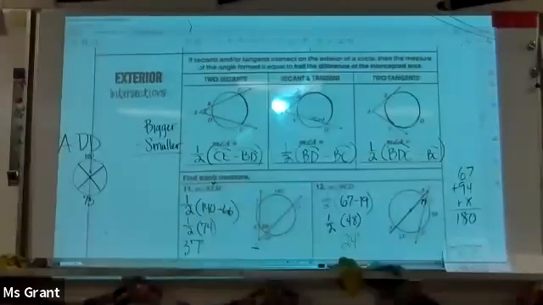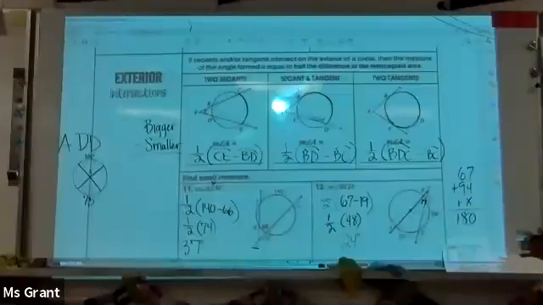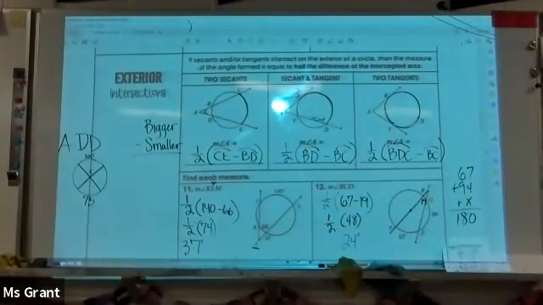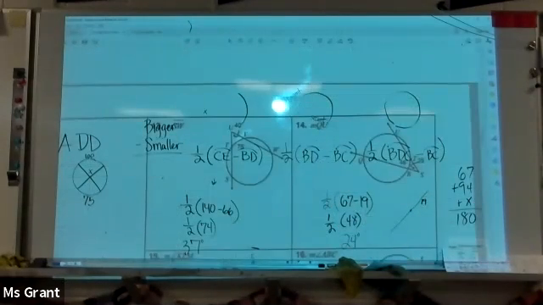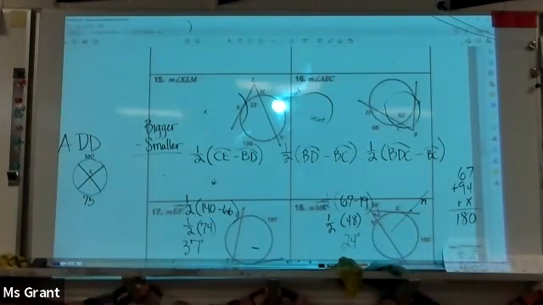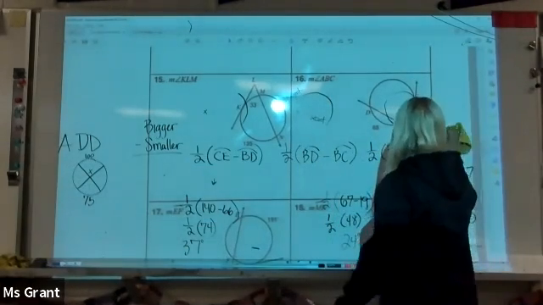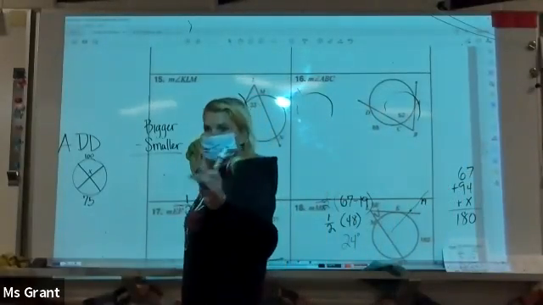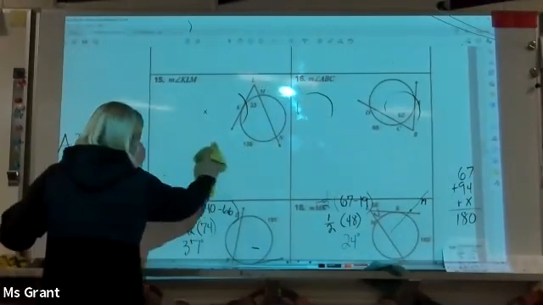I did two just now that were two secants. I'm going to do two that are one tangent and a secant. It's on the next page. So I did 11 and 12 for notes. I'm going to skip 13 and 14. I'm going to do 15 and 16 right now. 1/2 the larger arc minus the smaller arc.